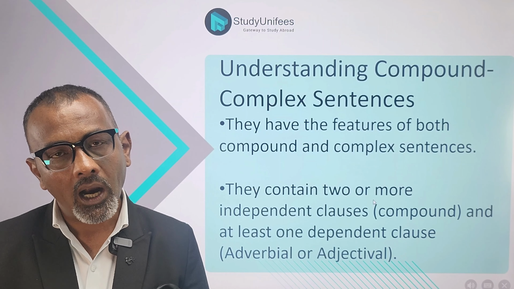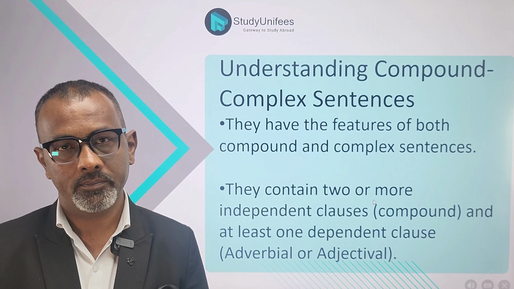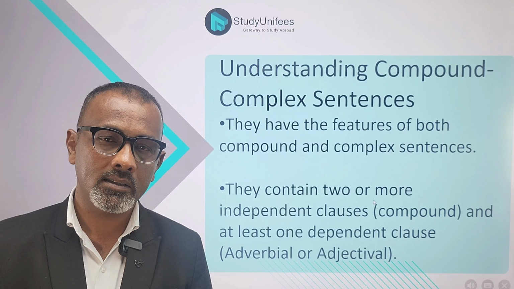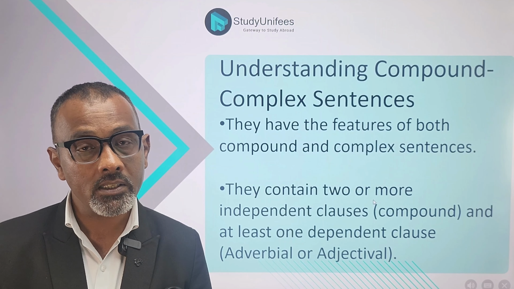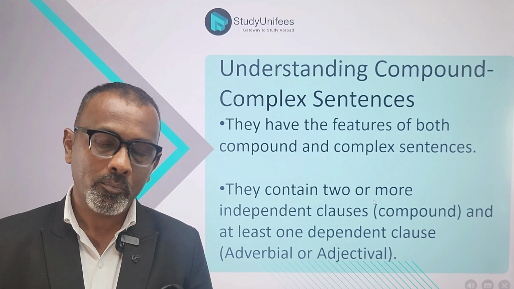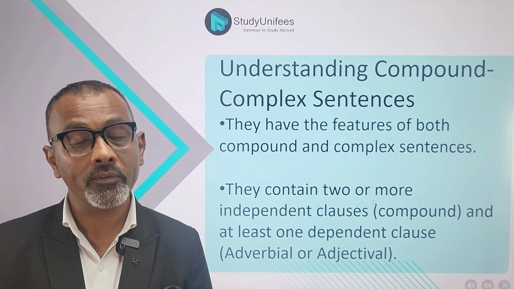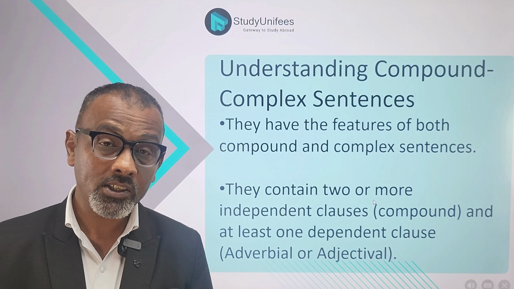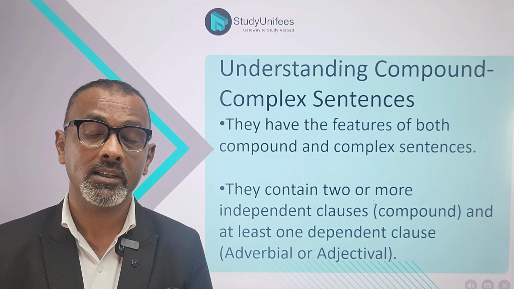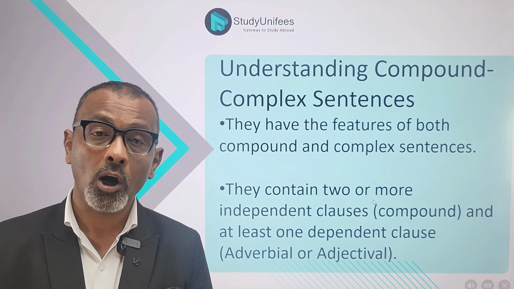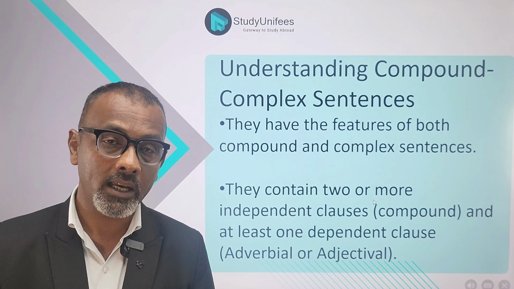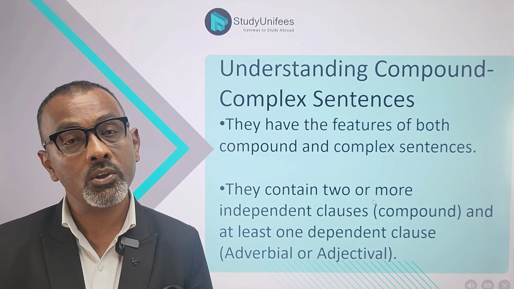Firstly, what are compound complex sentences? These are sentences that combine the elements of both the compound as well as the complex. Because they use the elements of the compound sentence, they must have at least two independent clauses. Because they use the elements of the complex sentence, these sentences must have at least one dependent clause. We'll see in a little while from now how this works out.